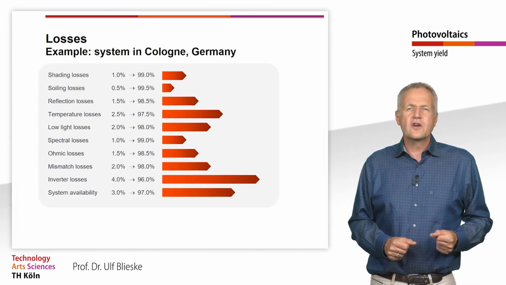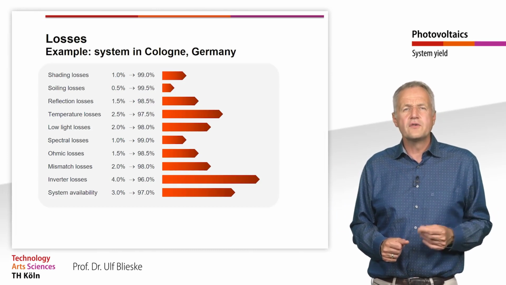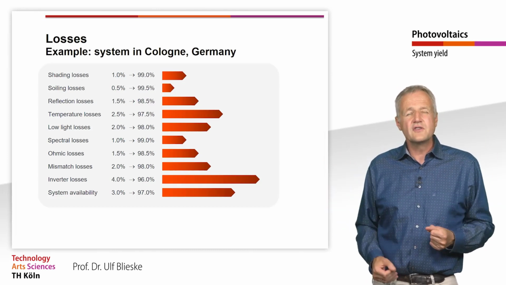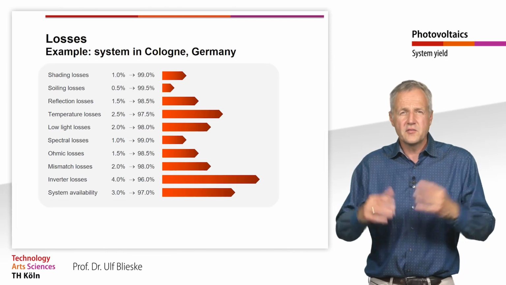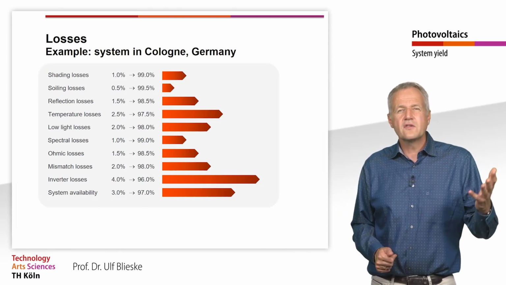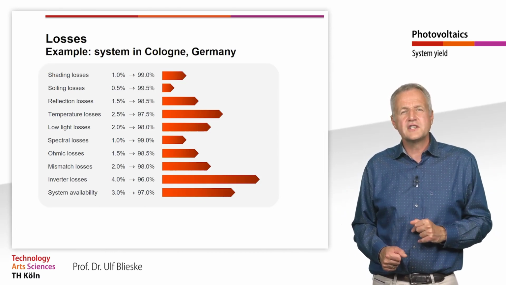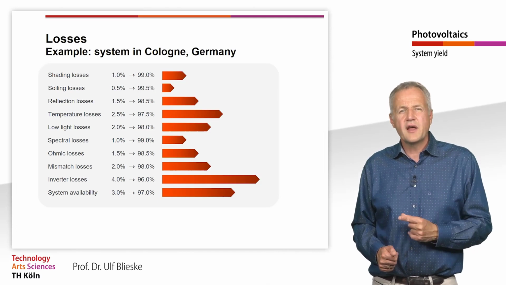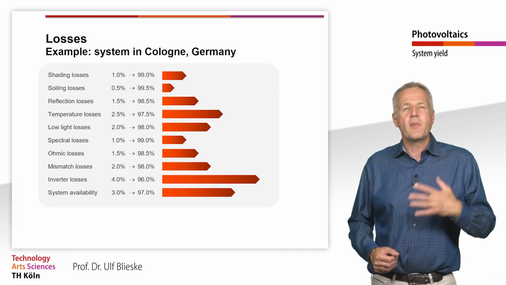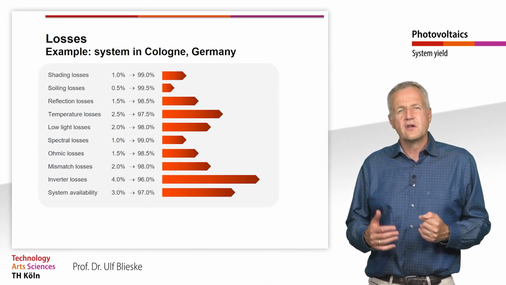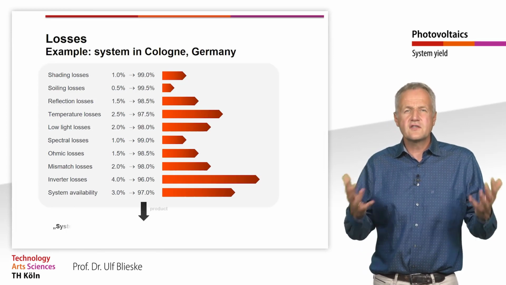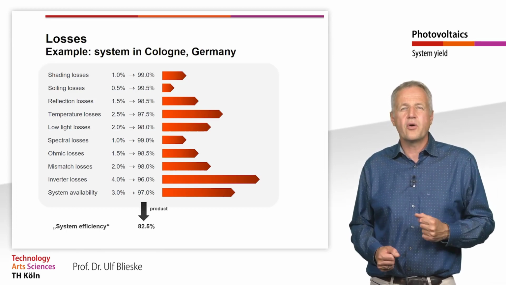Let's take another look at an overview of all losses using the example of a system in Cologne. We have chosen the low values in each case. In a real plant, individual losses might be higher. In total, this results in a system efficiency of 82.5%.